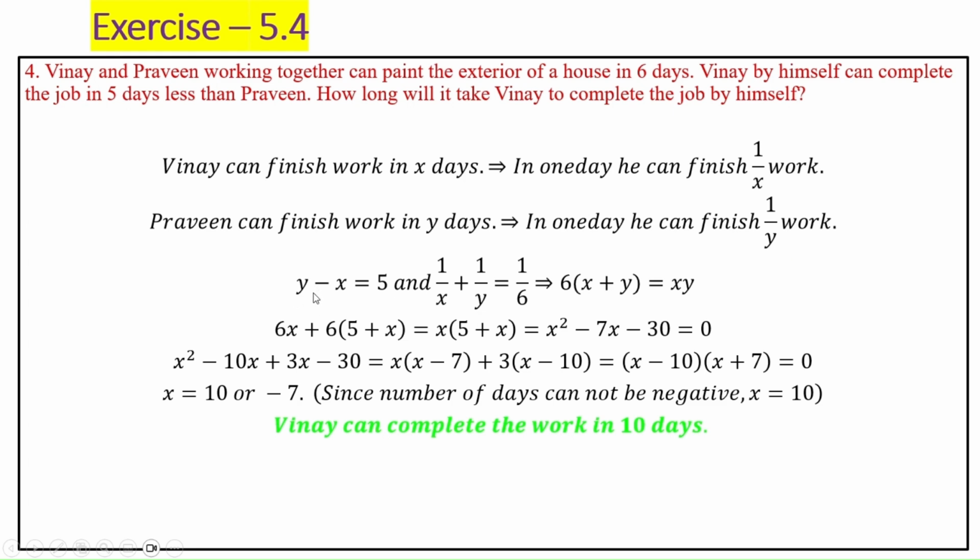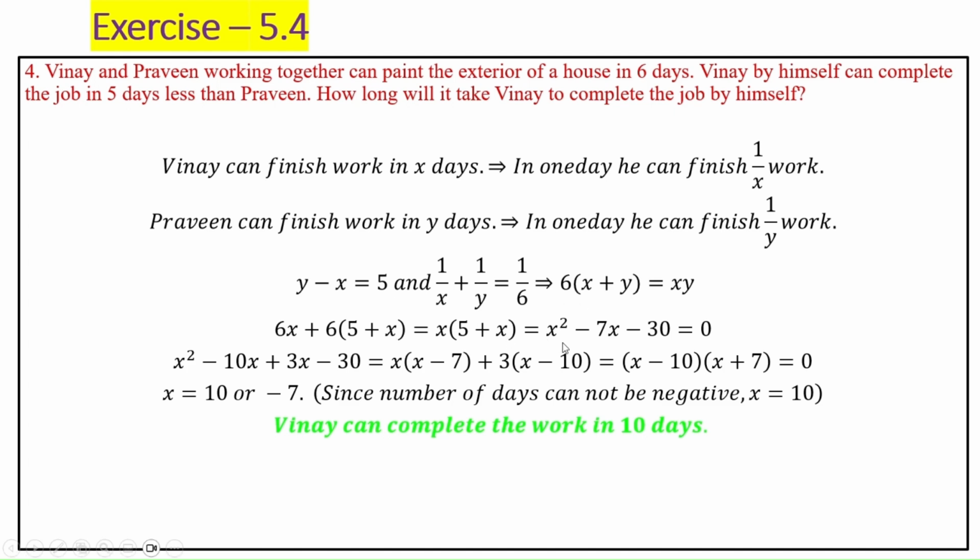Now it is given that of course Vinay takes less time than Praveen, so y minus x is equal to 5. Okay, and 1 by x plus 1 by y equal to 1 by 6, because both of them together can finish in 6 days. So in 1 day they can finish 1/6 of the work. Okay, so the 1 day work of Vinay plus the 1 day work of Praveen is equal to 1 by 6. So what you will get is basically 6 into x plus y equal to xy. Now if you simplify this, replace the y value. Okay, 6x plus 6 into 5 plus x equal to x into 5 plus x.